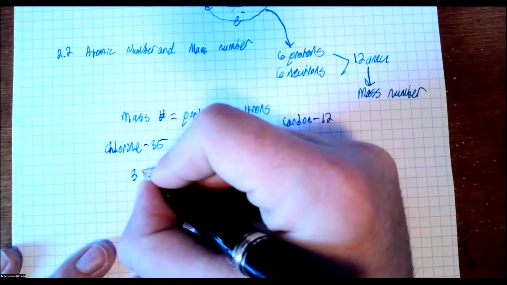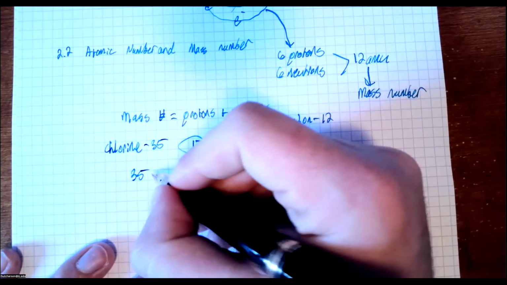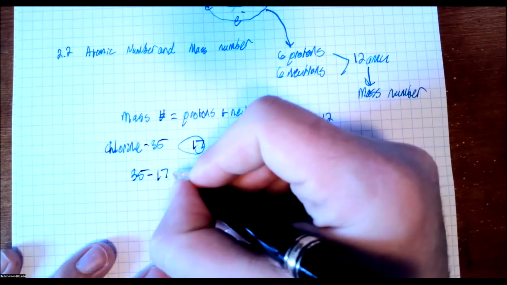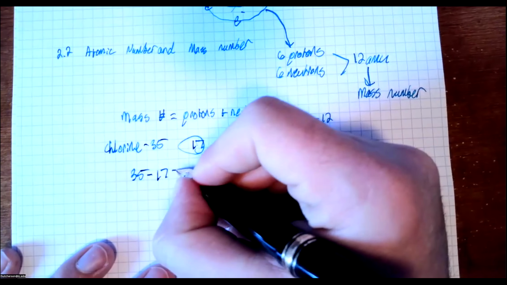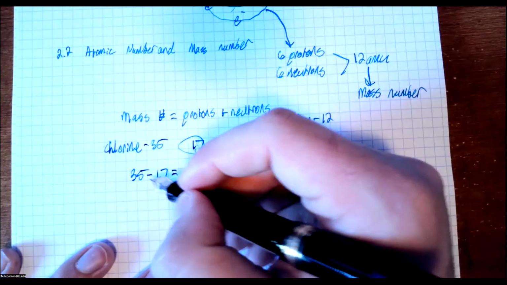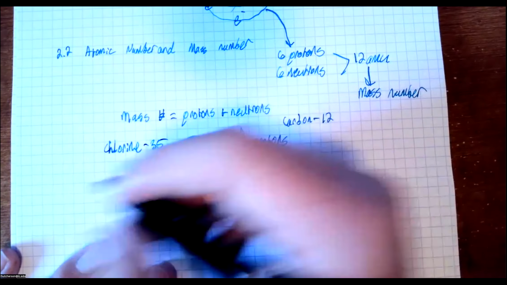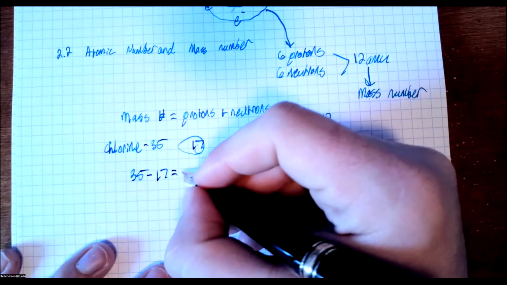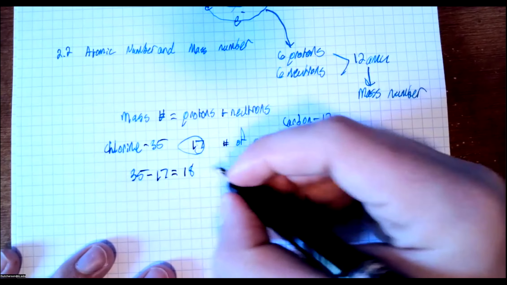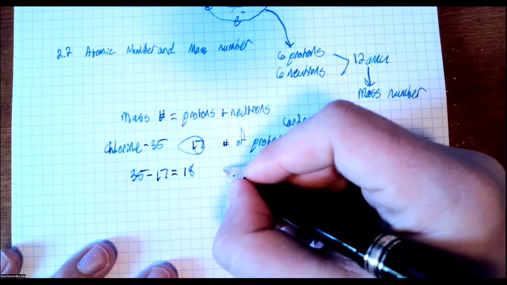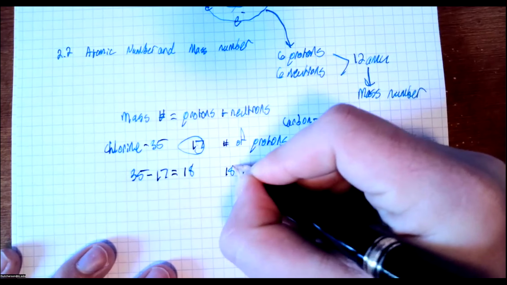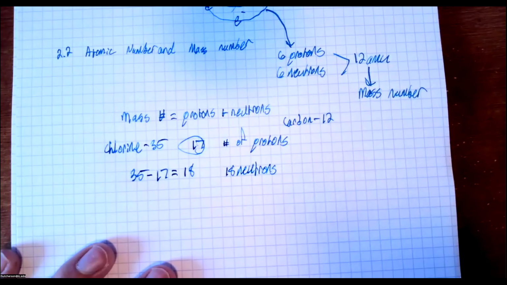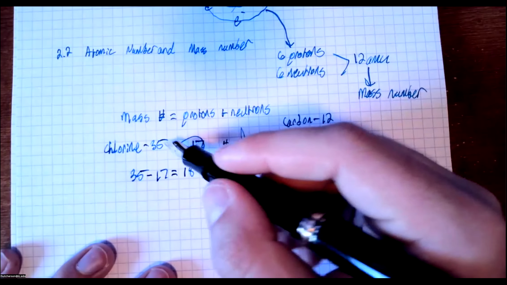So if I know that the mass number of chlorine is 35, and I know that it has 17 protons, I can take 35 minus 17, and that's going to tell me the number of neutrons present. So 35 minus 17, of course, is 18, if my brain is working correctly. So chlorine-35 has 18 neutrons. But again, that's not something that you could find unless you were given all of this information.